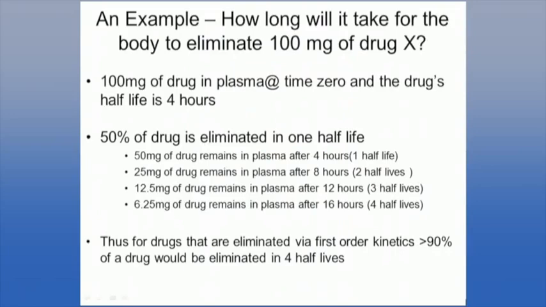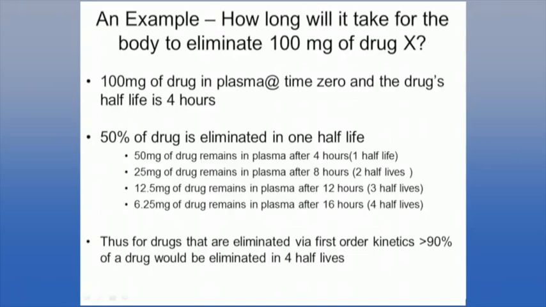So let's use a hypothetical example. How long will it take for the body to eliminate 100 milligrams of drug X? If 100 milligrams of the drug in plasma at time 0, and assuming that the half-life of that drug is 4 hours, then in one half-life, you're going to have half of 100 milligrams left in plasma, 50 milligrams. After 2 half-lives, 8 hours, you're going to have 25 milligrams of drug remaining in plasma. After 3 half-lives, you're going to have 12.5 milligrams. You're getting the picture here, I think. After 4 half-lives, you have 6.25 milligrams of drug.